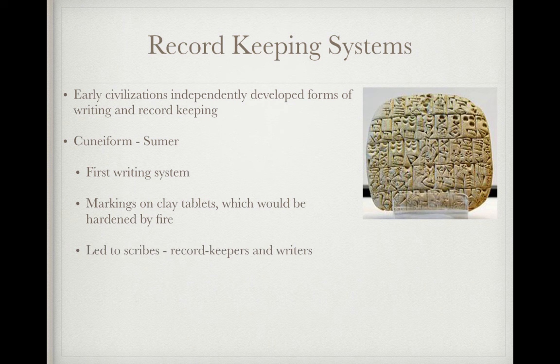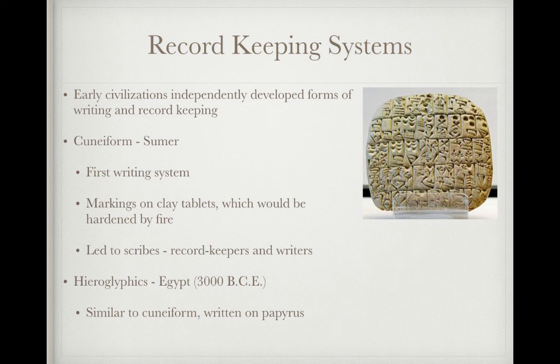This helped lead to scribes, who were record keepers and writers. So we see social class divisions emerging, and those that were literate and able to read and write really elevated themselves in this society. Now, over in Egypt, we have hieroglyphics dating back to as far as 3000 BCE.